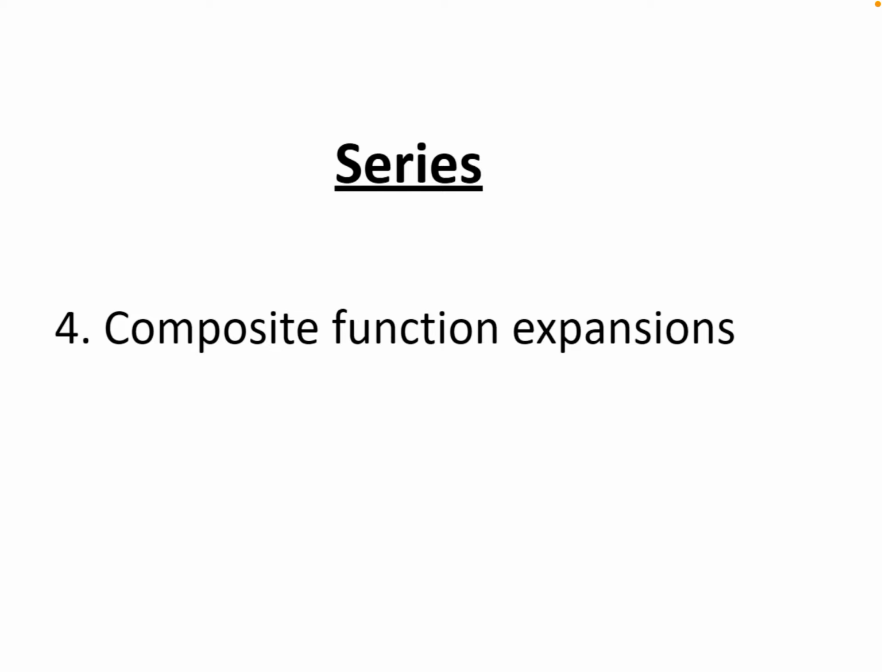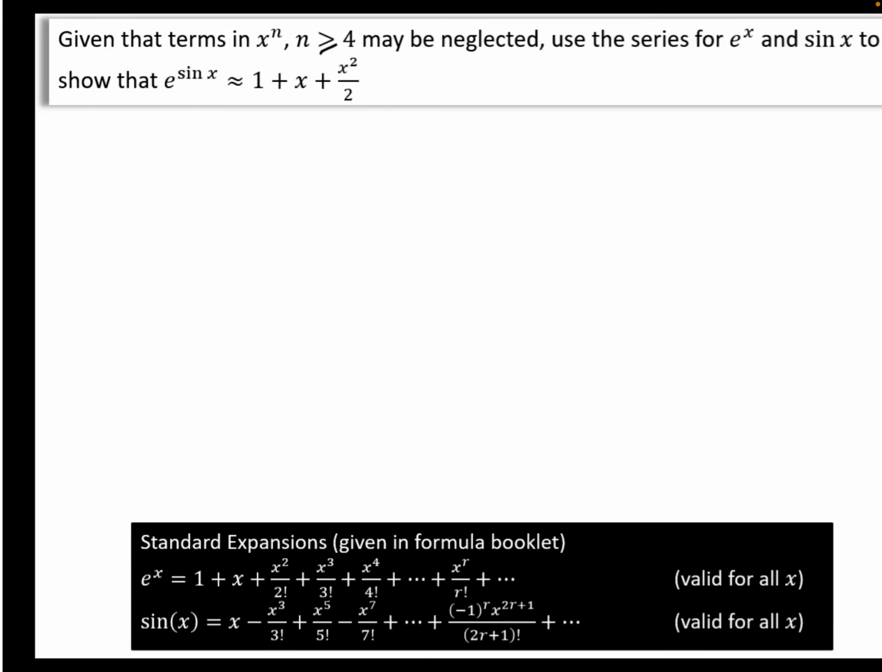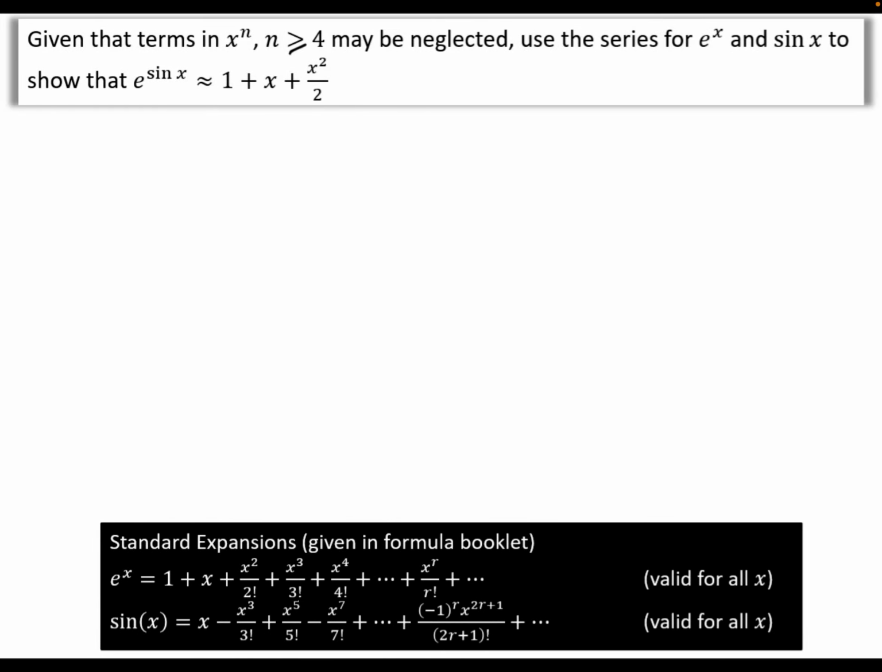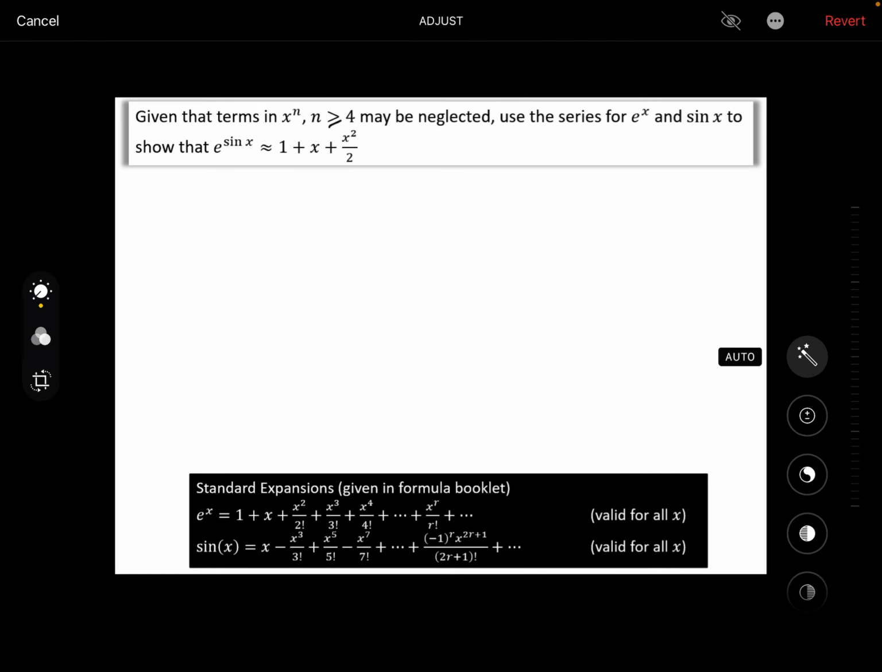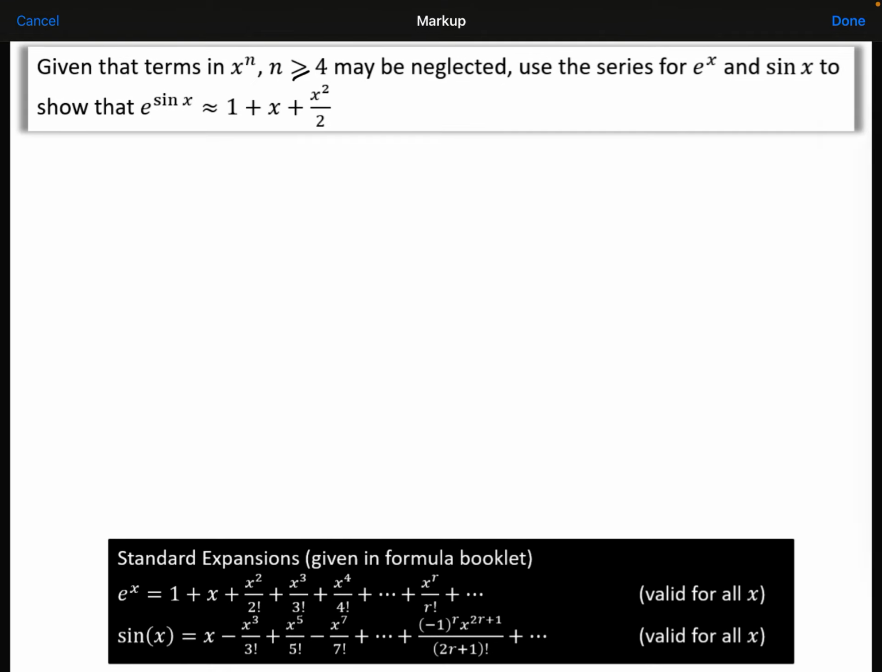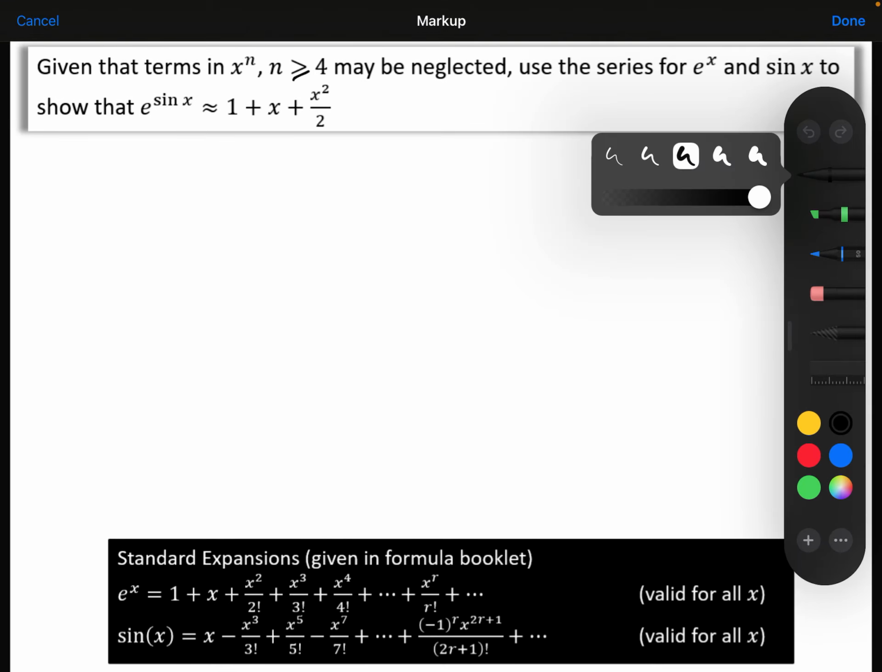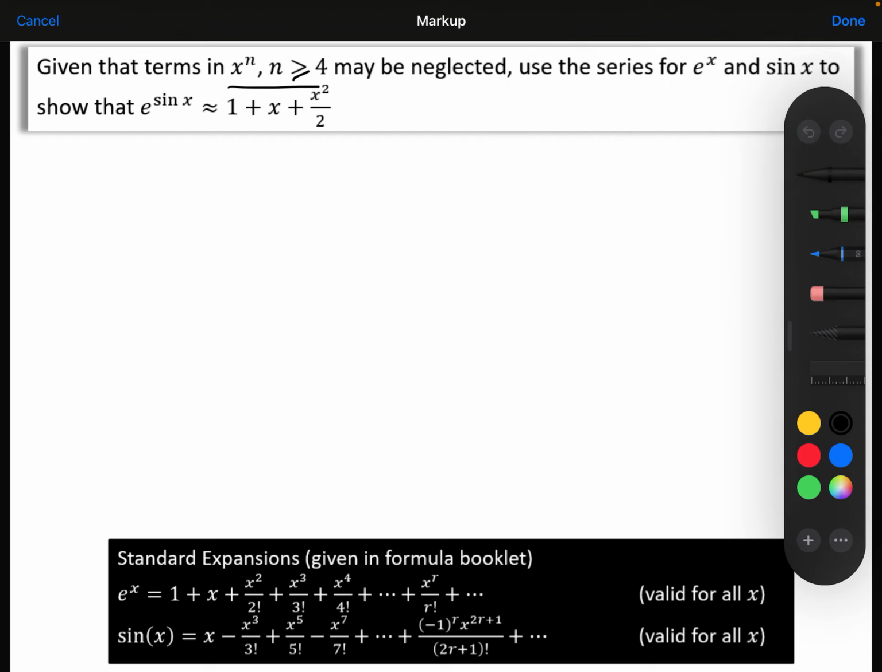This video is about how we can use combinations of the Maclaurin series expansions to expand more complicated expressions. So we're going to do 3 examples. The first one is this one. So we're told to ignore any terms of x to the power 4 and above. That's what this is saying here.